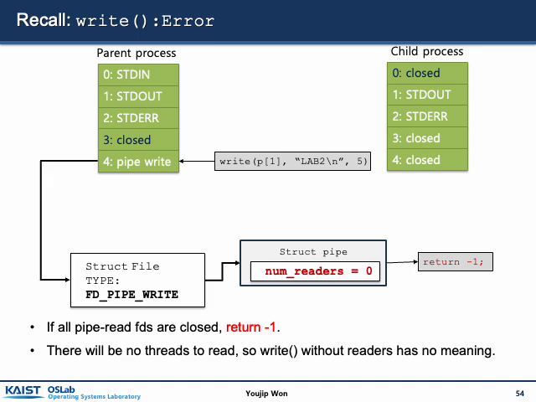So recall the error case of the write system call. When the writer process is writing on the pipe buffer, but there is no more reader process of that pipe buffer, then the write system call should return -1, as I told you before. This is because there will be no thread to read the pipe buffer, so a write system call without readers has no meaning. Otherwise, reading the pipe buffer without any writer does not return an error.